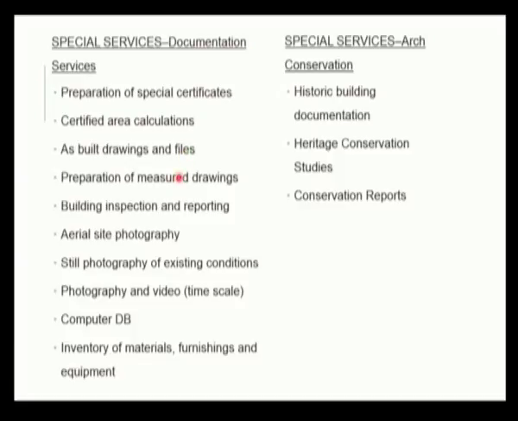This is the documentation service. We'll be preparing a special certificate, certified areas, and preparing the measured drawings, building inspections, and more about the photography, still photographies and existing conditions, photography and video, computer DB, and inventory of material, furnishings, and equipments. This is what will be happening when you are documenting services.